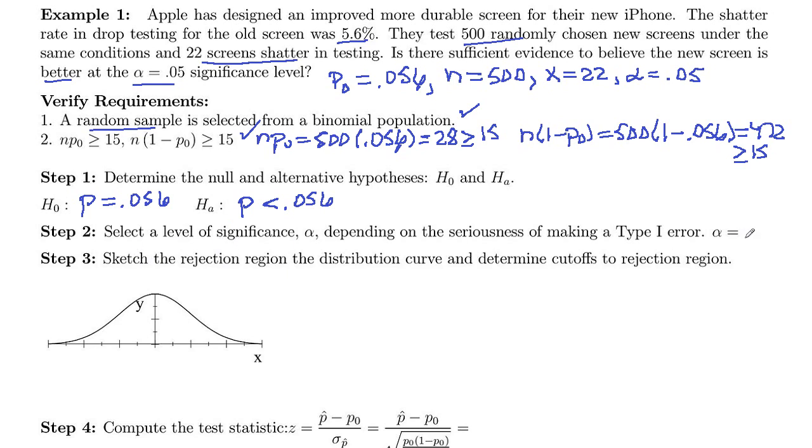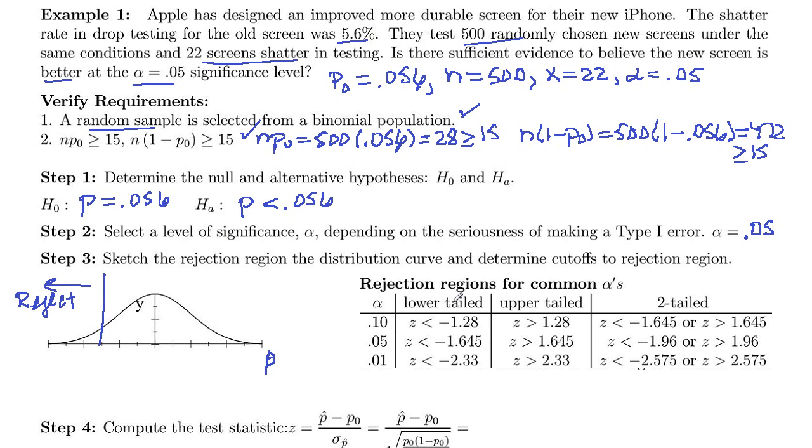Select a level of significance, that was given to us, 0.05. Step 3, sketch your rejection region. This is lower tailed, so the rejection region is on the left. And our sample statistic has a z distribution. So again, this is the p-hat distribution here. Those are p-hat values, and that's got a normal distribution. So we can go back to our table of common rejection regions. There's our common rejection region table, brought down from above, and 0.05, lower tailed test right here, negative 1.645. So our critical value here is negative 1.645.